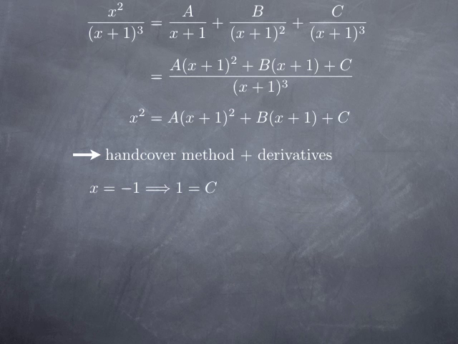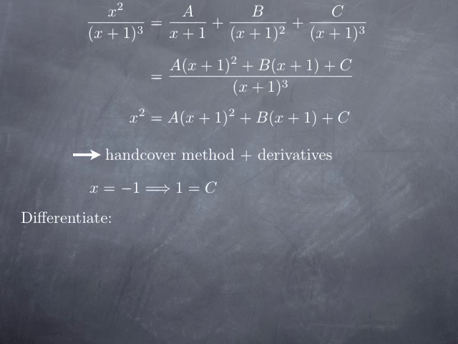So if x is negative 1, the first two terms in my sum of three terms on the right hand side are 0, and I get only c on the right hand side. On the left hand side I get the value of x squared at negative 1, which is 1, so c is 1. Now that only gives me c, so to get a and b there is this trick of differentiating.